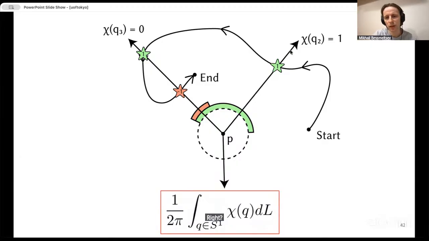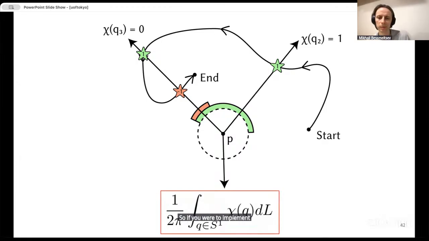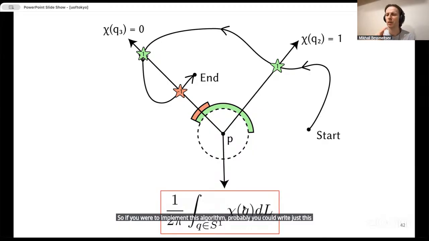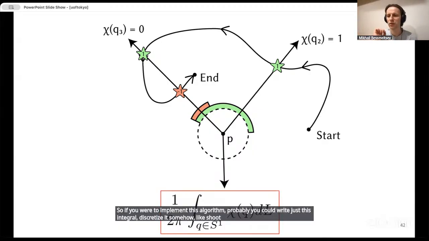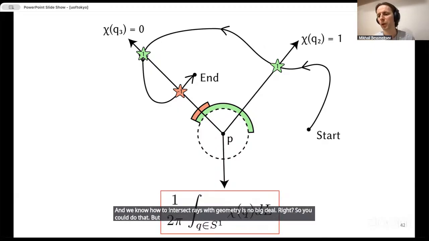So for example, for this ray, you get 1 intersection. For this ray, you get -1, then +1, because you're intersecting the curve from one side, then from another side. So in total, 0. If you were to implement this algorithm, you could probably write just this integral, discretize it somehow, like shoot 100 rays, and average them. For each ray, compute the signed intersection. We know how to intersect rays with geometry, so no big deal. You could do that, but it's slow.